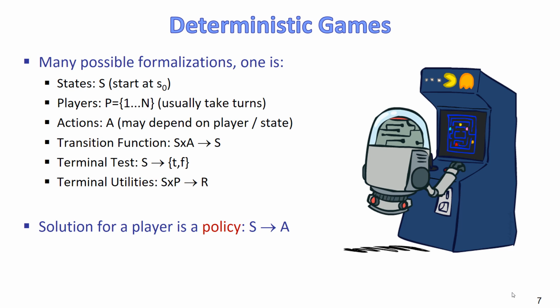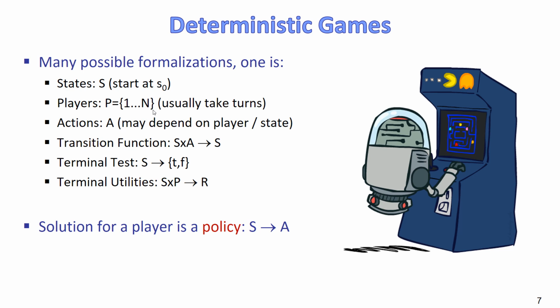So we'll focus on deterministic games for now. We can model deterministic games as follows. We have a set of states, starting at a start state, of course, s0. We have n players, and the n players will usually take turns. Okay, so they will not play simultaneously. They will take turns. And we have also actions, and the actions, of course, depend on the player and the state. We have what we call a transition function that will tell us, given a state and an action, what will be the next state. We have a terminal test to determine if the game has ended or not, given a specific state.